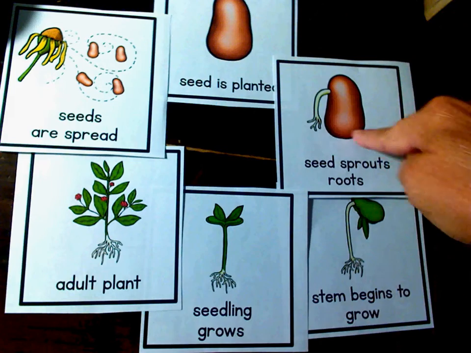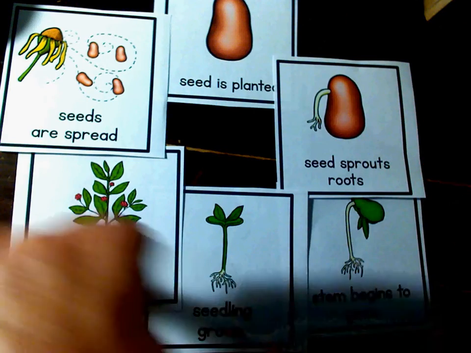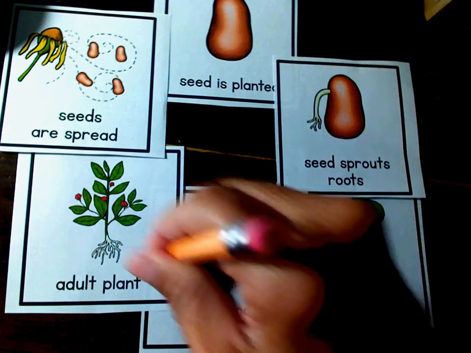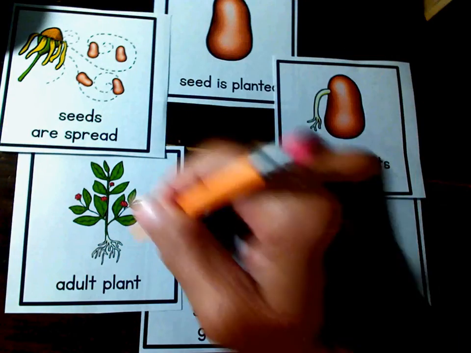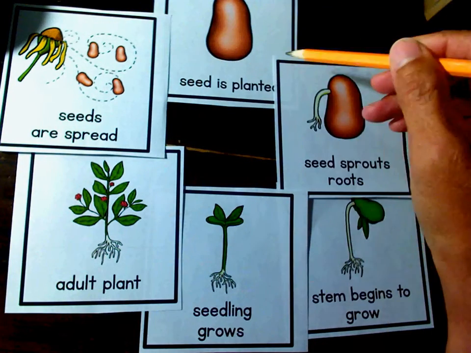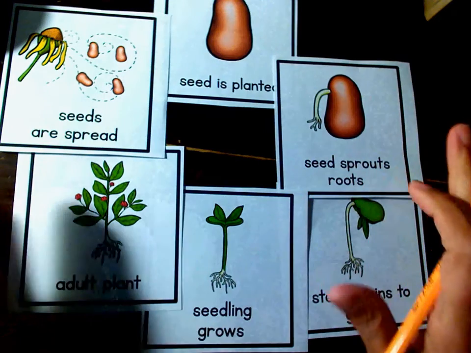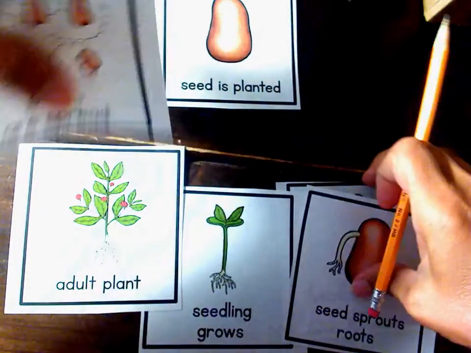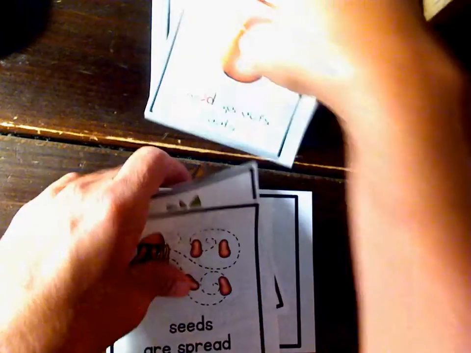So I want you to think of it, the cycle, it's happening over and over and over and over again. Great job, boys and girls. Now we're going to do two things today with the life cycle of a plant. And the first one that we're going to do is we're going to make a little craft.